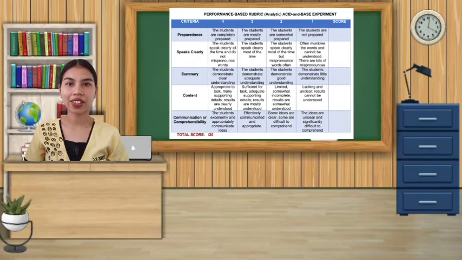And after that, you may refer to another criterion and then score them according to their performance of the acid and base experiment. After that, add the scores that you have evaluated so that you can get the total score of them, and then write it down below the rubric.